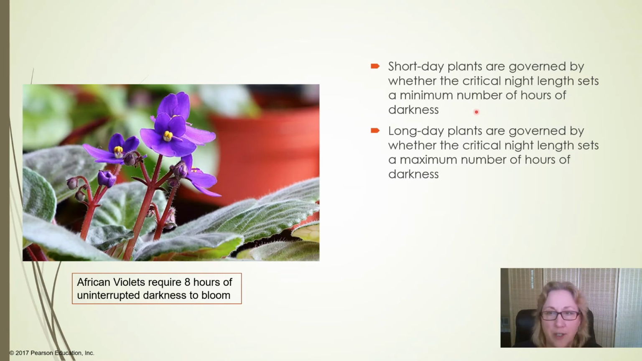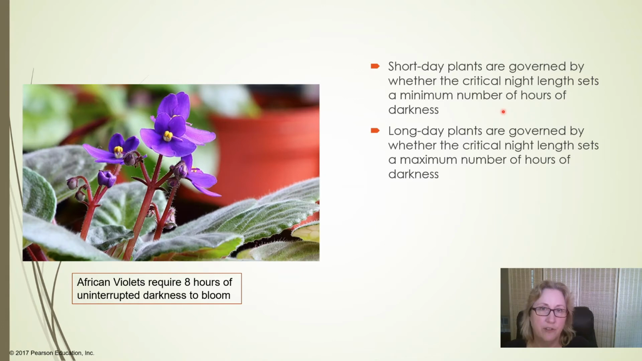So those would be short day plants. They require some minimum number of hours of darkness. So generally in the wild, outside, these plants would be blooming as the days get shorter. So the longest day and the shortest night of the year are around June 21st, the summer solstice, and then the days start to get shorter, which means the nights are getting longer.